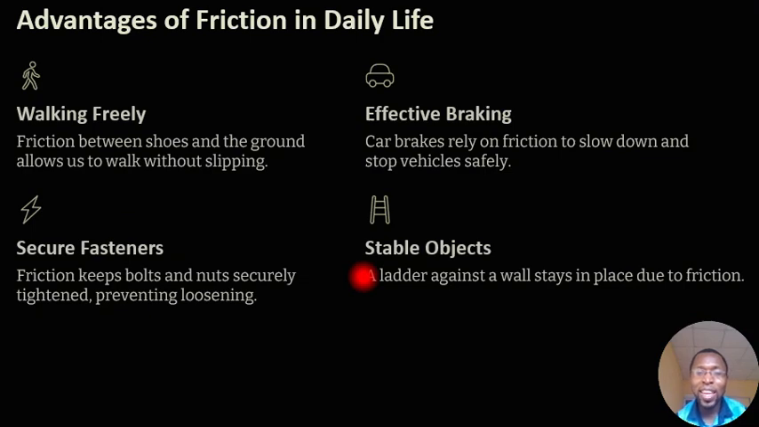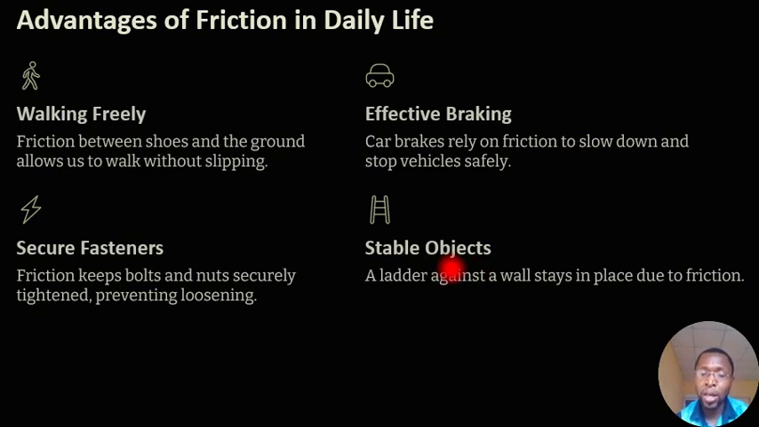All right, let's now talk about the advantages of friction in our daily life. We mentioned some of them earlier. With friction, we can walk freely with our shoes on the ground and we don't find ourselves slipping. Secondly, with friction, we can keep a bolt and nut securely tightened, preventing it from loosening. We mentioned this earlier too. Friction also allows us to apply brakes and slow down the speed of vehicles. And lastly, friction enables ladders to stay.